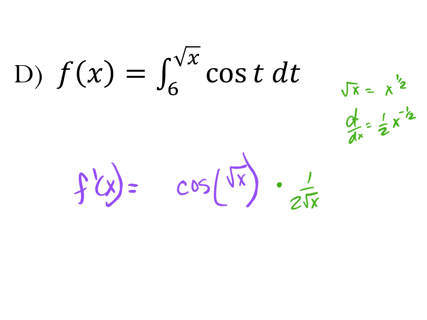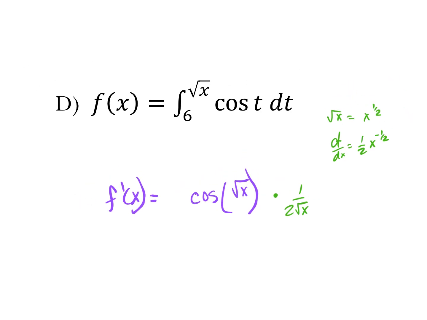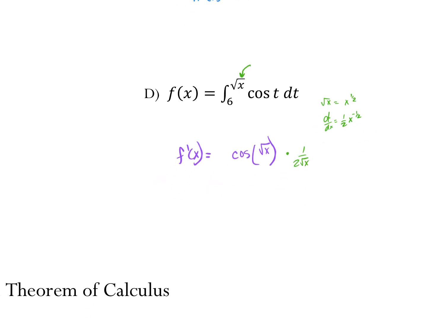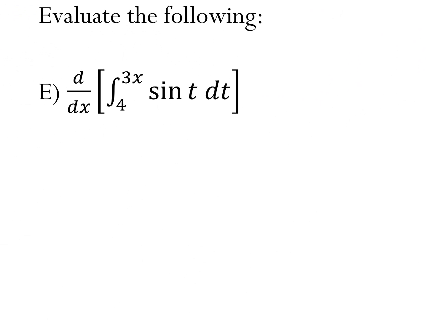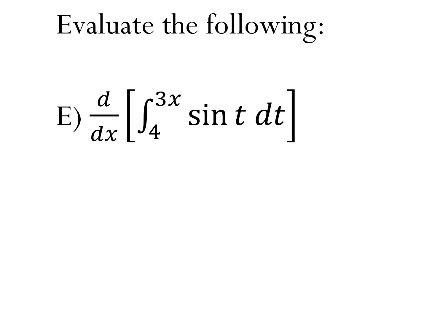So the integral and the derivative are kind of canceling each other out, but we have to remember that if my bound is a more complex function, I have to use the chain rule to multiply by the derivative of that function. Okay? So how might I ask you about this? I might say take the derivative of the integral from 4 to 3x of sine of t. Everybody good?